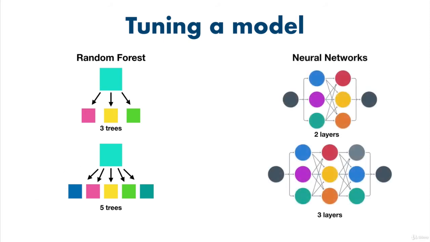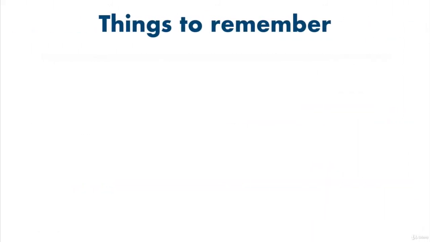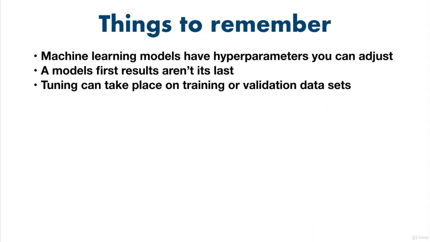And a neural network will allow you to adjust the number of layers. Again, we'll look at a neural network in a future lesson. I'm just giving an example of different hyperparameters like the temperature on an oven you can adjust on different kinds of algorithms. The main things for you to remember are machine learning models have hyperparameters you can adjust. However, depending on what model you're going to use, the hyperparameters will be different.